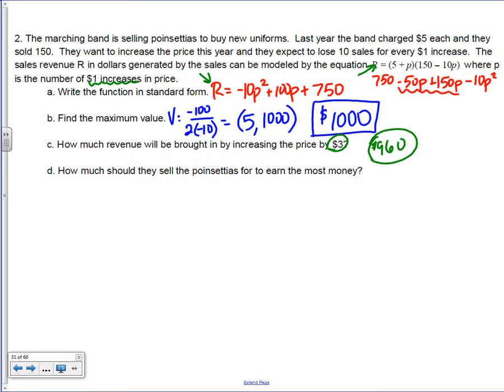Now it says, how much should they sell the poinsettias for to earn the most money? Well, I see this word most here, and that's supposed to be our maximum. Okay, well, we found our maximum back in part B. How much should they sell them for? Remember, P is the $1 price increases, and P in the max is 5. So that means I'm supposed to be increasing the price by $5. Well, what did they start out at? They started out at $5 a piece, and I want to increase them by $5. So if I sell them for 10, that will be the maximum.